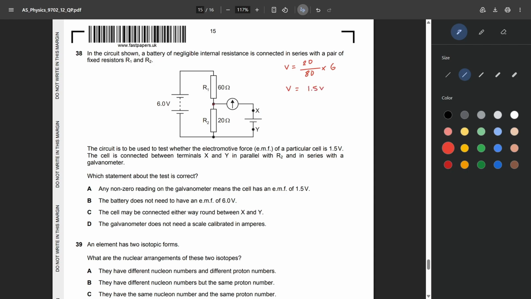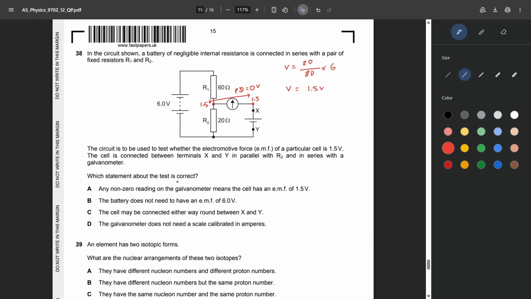Now, if the potential here is 1.5 and the potential over here is also 1.5, the potential difference between these 2 points, the PD, will be 0 volts. If the potential difference is 0 volts, the galvanometer will read exactly 0. There won't be any current flowing through these 2 points because the potential difference is 0.